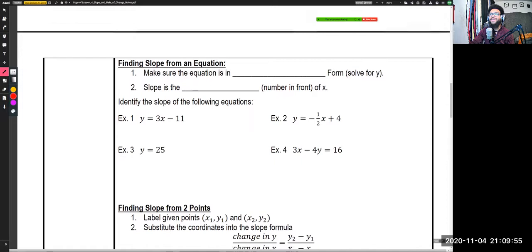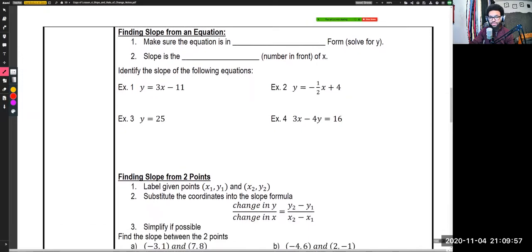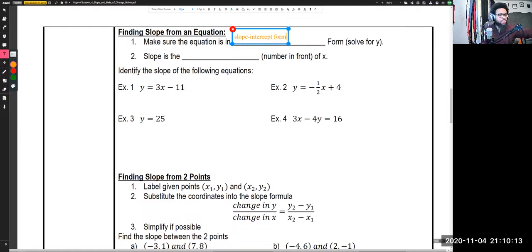When we want to find slope from an equation, we're first going to make sure that that equation is in slope intercept form. All right, we want this thing to be in slope intercept form. And so that means we're always going to have it solved for y, which is what we spent a lot of time doing last unit. We had everything solved for y.